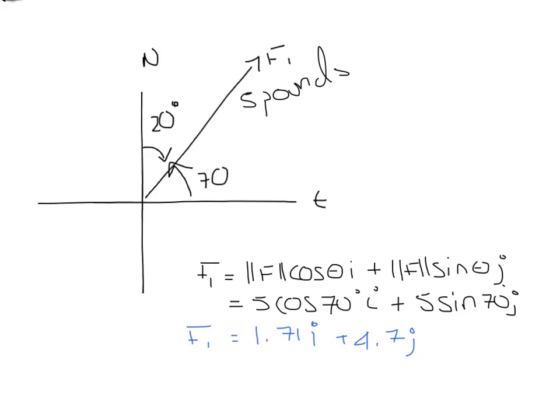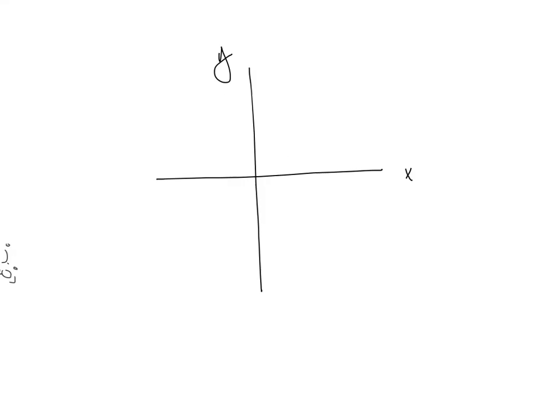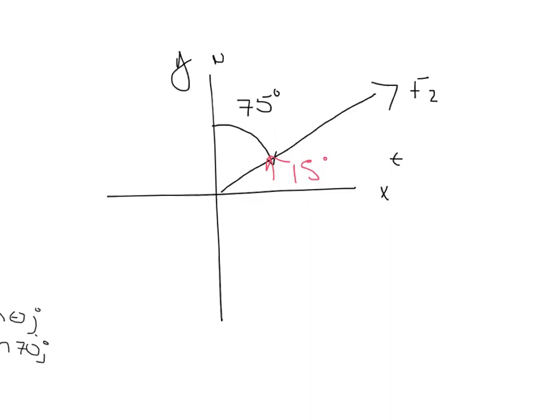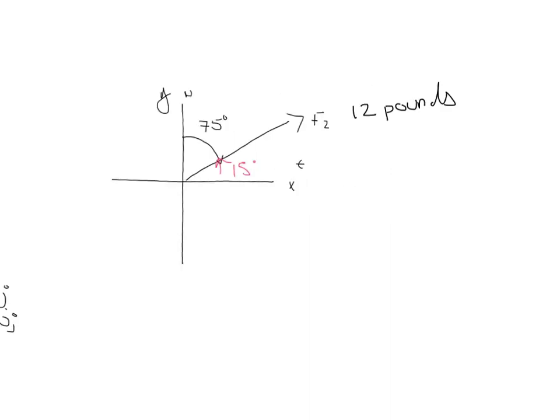Now I'm interested in F2, so let's draw a picture for that. Force 2 was going north 75 degrees east. So here's north, east, about right there. This is force 2, and this is 75 degrees. What we're interested in for the formula is this interior angle, and that's 15 degrees. The magnitude here, I believe, was 12. So we have 12 pounds.